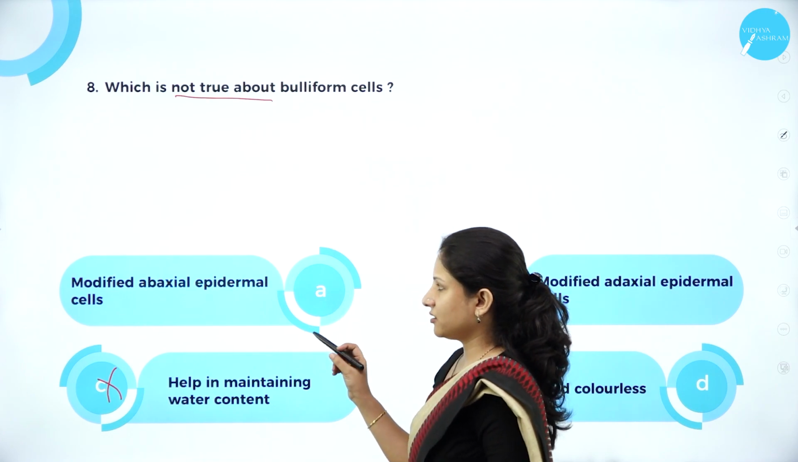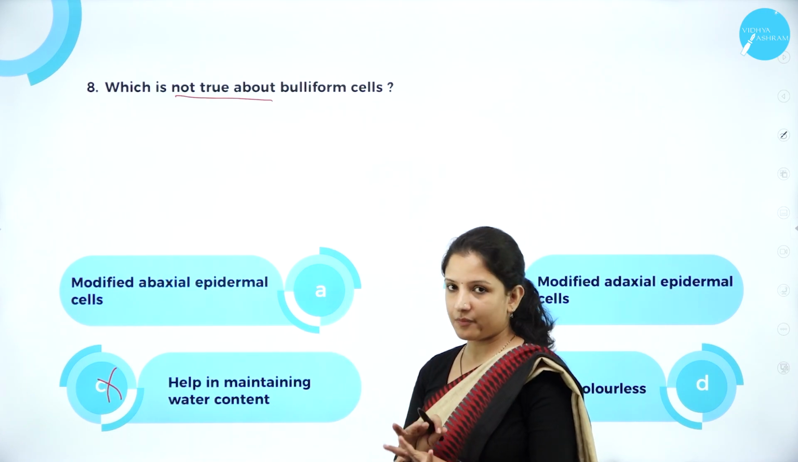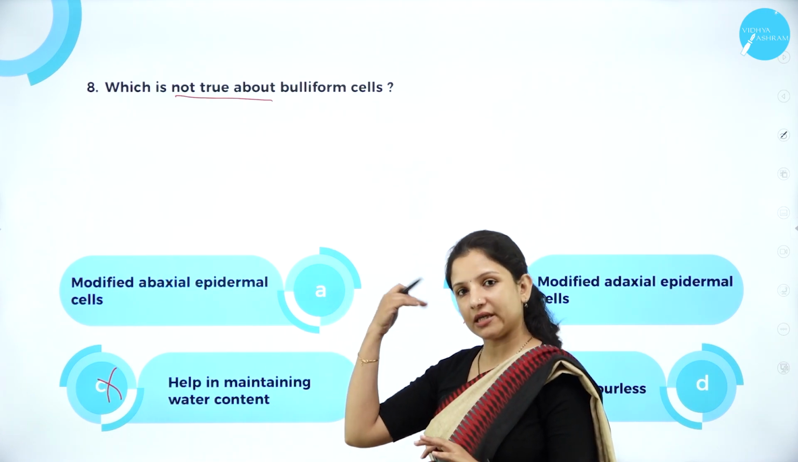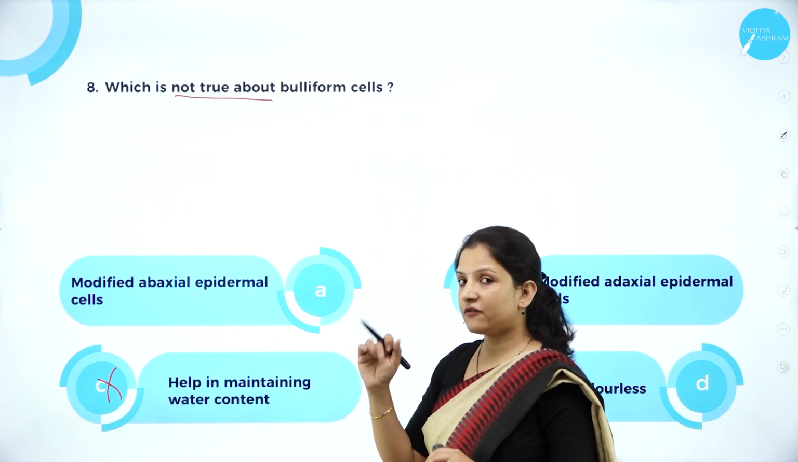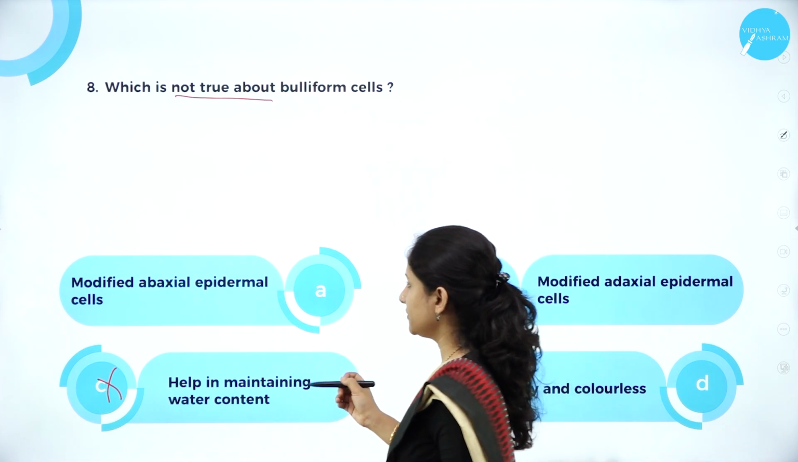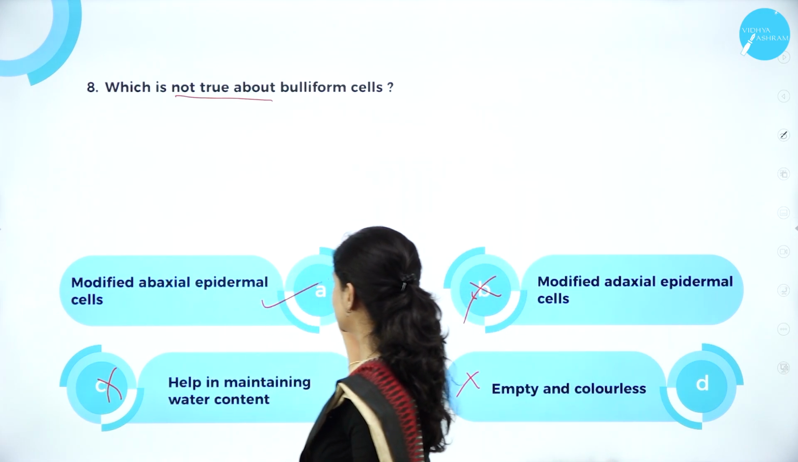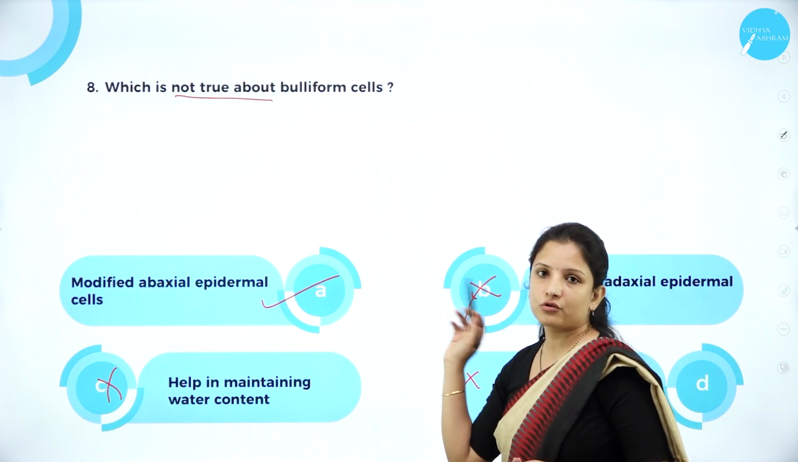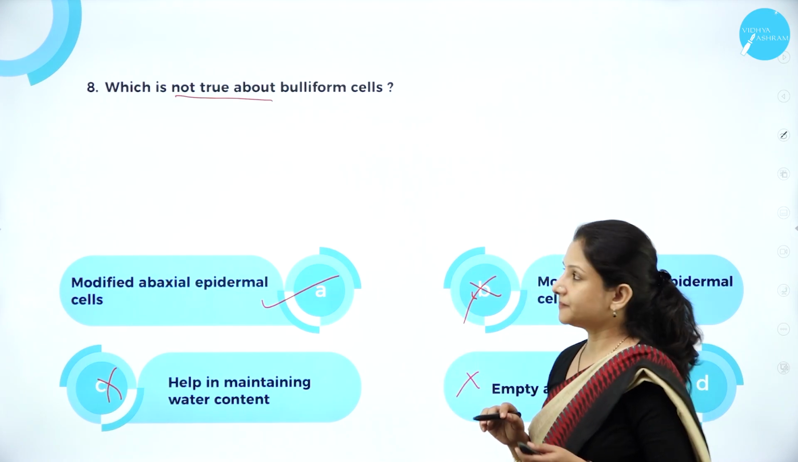Modified abaxial epidermal cells. They are not present in the abaxial epidermal cells, but they are present in the adaxial epidermal cells, wherein they are formed because of some of the modifications in the adaxial epidermal cells. So therefore, this option is correct because this statement is not true about bulliform cells.